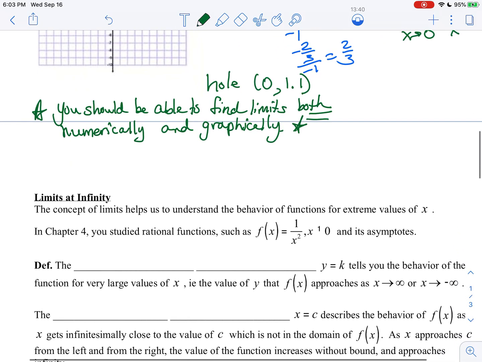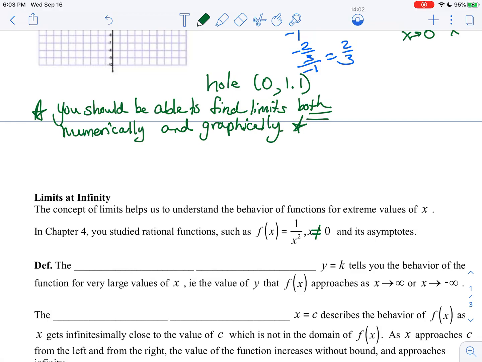All right, limits at infinity. We actually already did this, so this is kind of nice. It's a quick refresher here. It says the concept of limits helps us to understand the behavior of functions for extreme values of x. In Chapter 4, you studied rational functions. This was where x was not equal to 0.